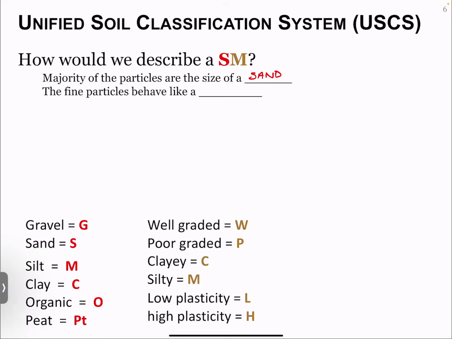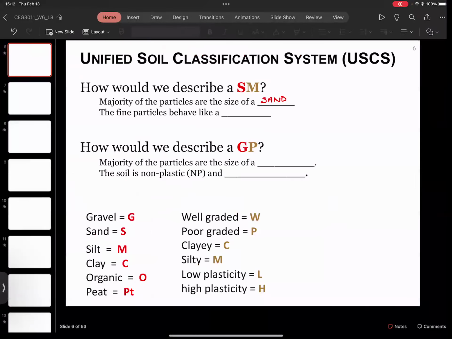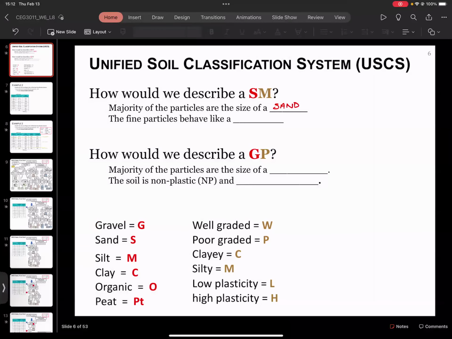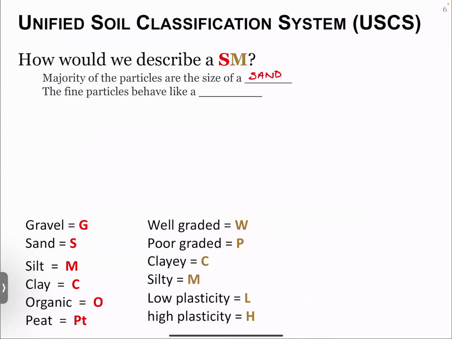With this, the fine particles in an SM will behave like a what? So what is the M? Yeah, this is what it's saying. An SM classified soil will be majority sand particles, but the fines in it are enough to make it have behavior like a silt. So this would be behaving like a silt.